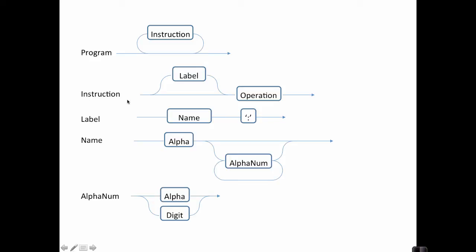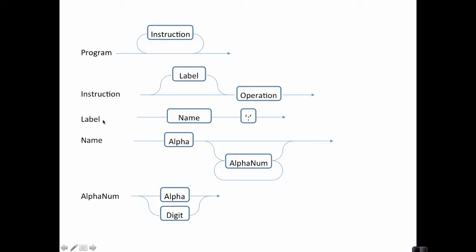An instruction, in turn, is defined as an optional label and an operation. So we see here that if we were coming along the train tracks here, we could turn left and go up and catch the label, or we could go straight and not have a label and just go straight to the operation. So we see how that works.